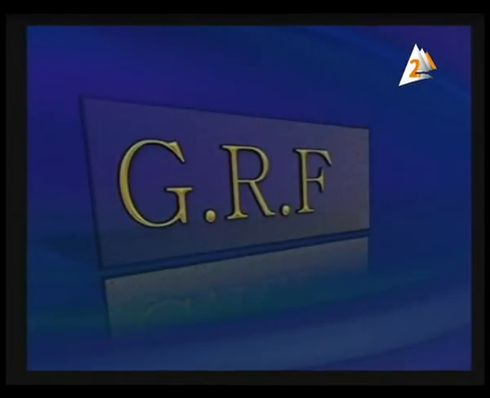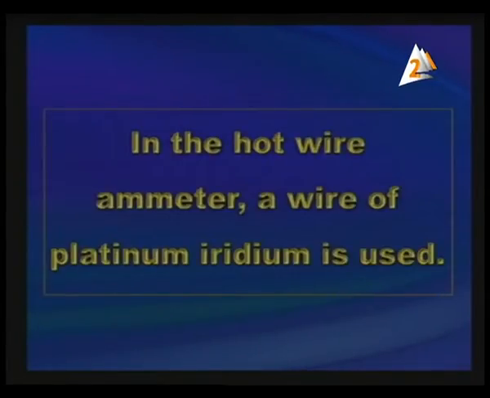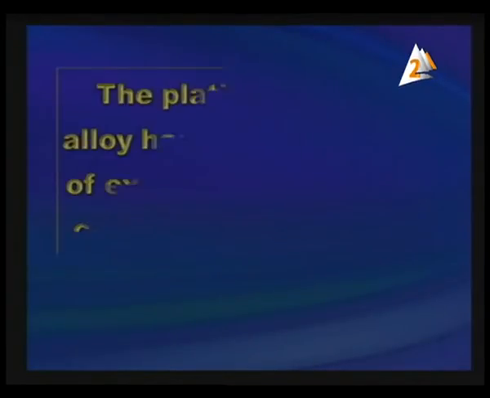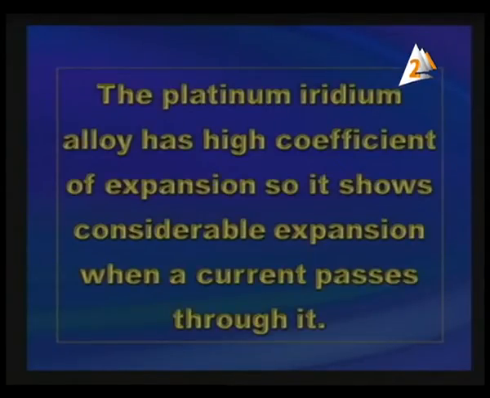And now we've got some give reasons. In the hot wire ammeter, a wire of platinum iridium is used. Why is the wire made of platinum iridium? As I said, the platinum iridium alloy has a high coefficient of expansion, so it shows considerable expansion when a current passes through it.